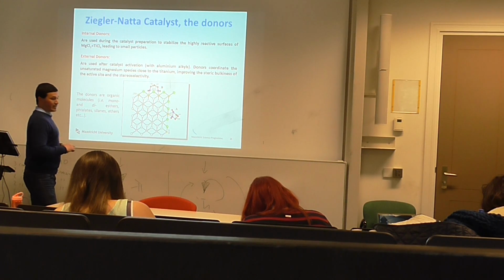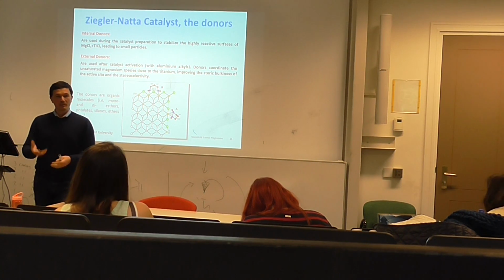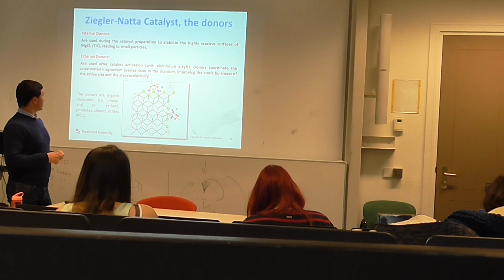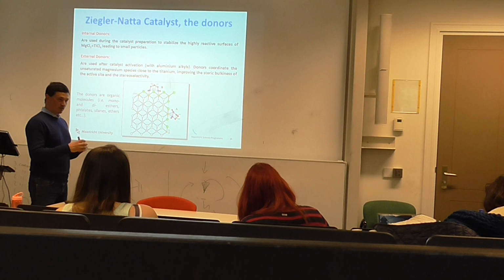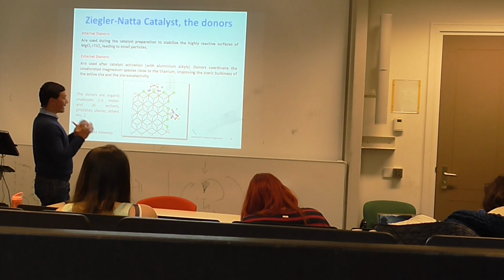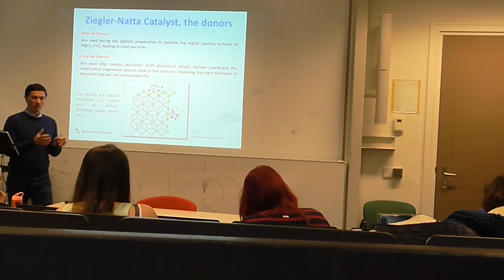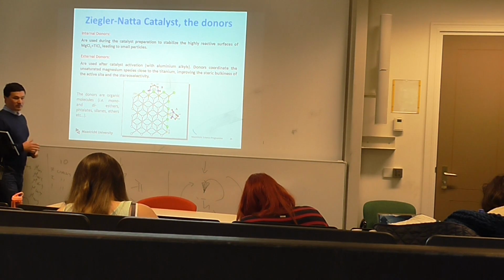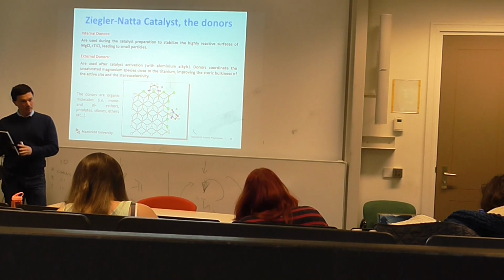The internal donor is mainly used during the preparation of the magnesium chloride and the titanium chloride. So it leads to small particles because it stabilizes the small particles. We want small particles to increase activity. The external donors are mainly used after the preparation of the catalyst.